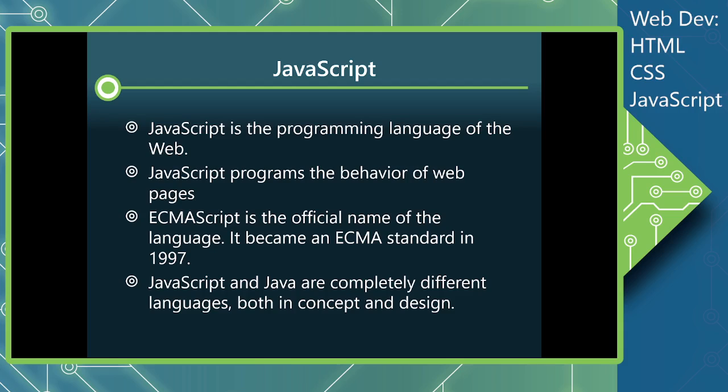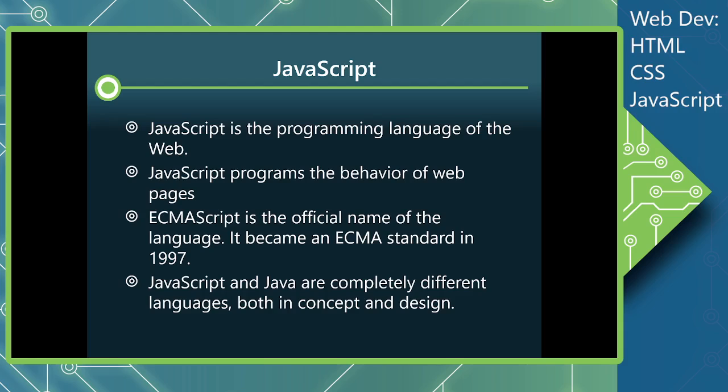And one thing to watch out for, a lot of people think Java and JavaScript are the same language, or JavaScript is a subset of Java. Well, they're actually completely different languages, both in concept and design. Java is a fully object-oriented programming language, which you can use to build anything from an operating system to services to desktop applications.